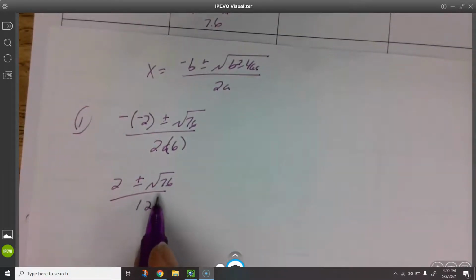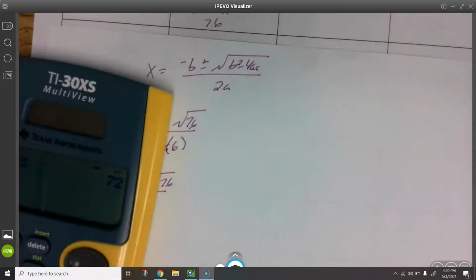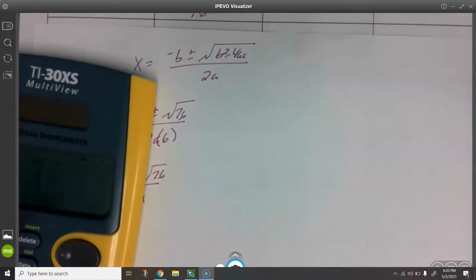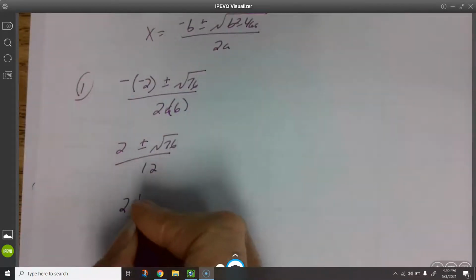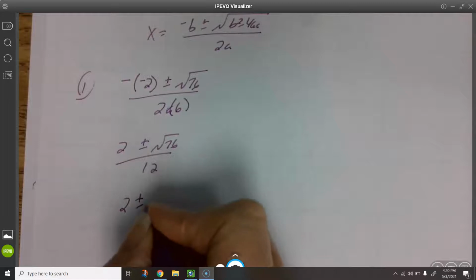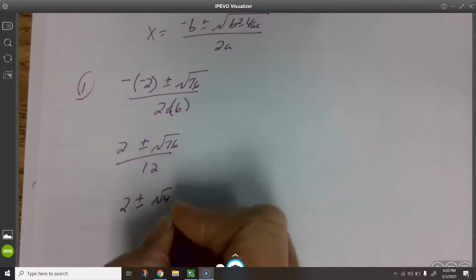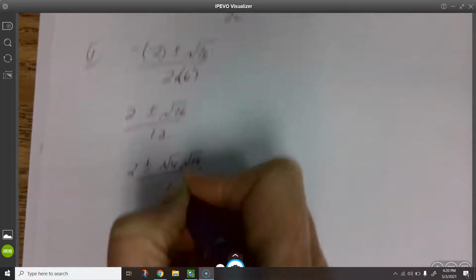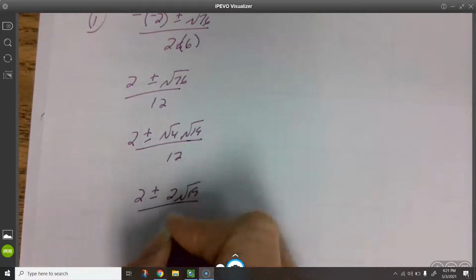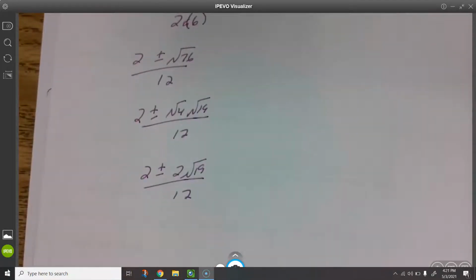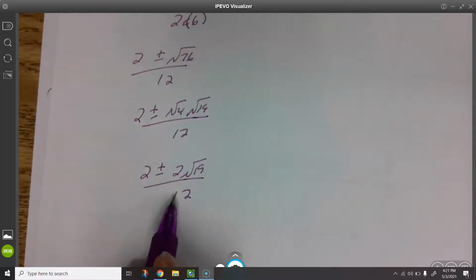I can do it as a decimal. Are there any perfect squares in 76? Let's see, 76 divided by 2 gives me 38, so 4 probably goes in. Let's try it. 76 divided by 4 gives me 19. So this actually breaks down into 2 plus or minus square root 4 and square root 19 all over 12. So 2 plus or minus 2 square root 19 all over 12. Okay. They want the decimal answer. This is the accurate answer.